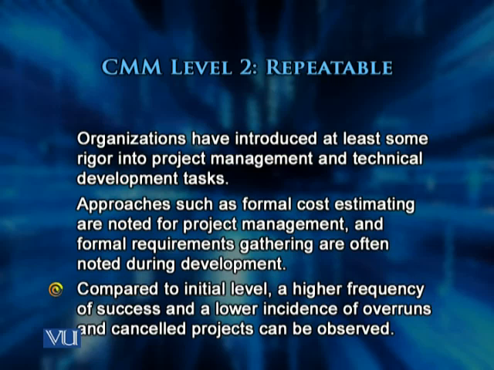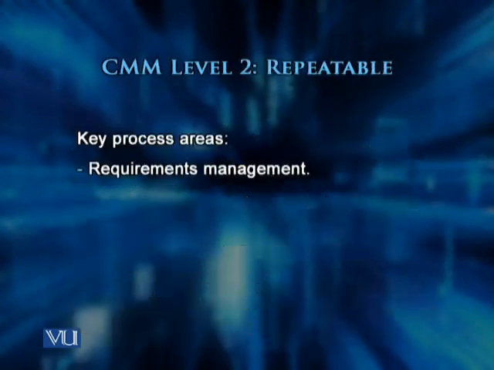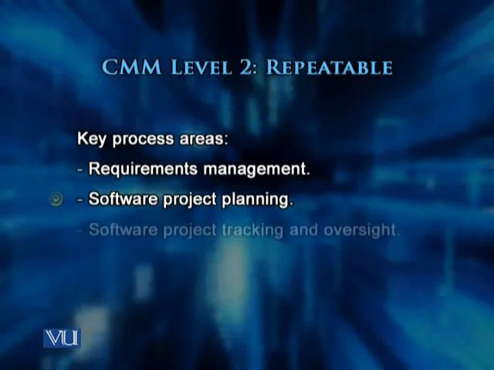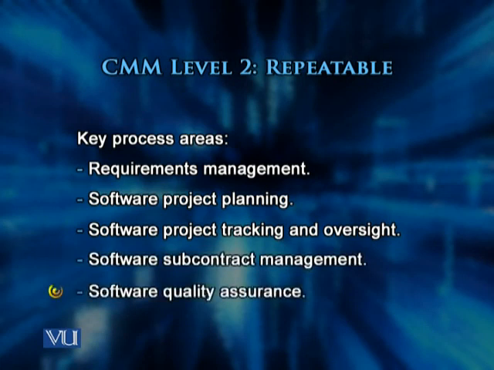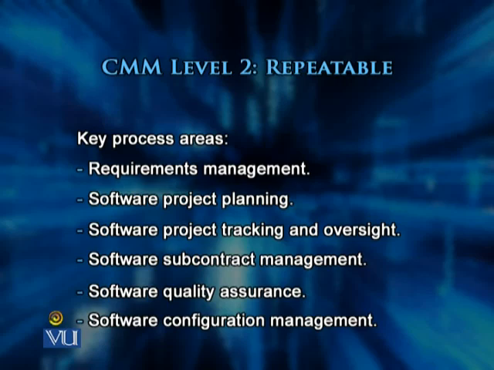And also it is noticed that some training is provided to managers and technical staff, and people become aware of professional growth and need for selecting and keeping capable personnel. CMM recommends key process areas at this level. So if you want your organization to operate at level 2, CMM recommends requirements management, software project planning, software project tracking and oversight, software contract management, software quality assurance, and software configuration management.